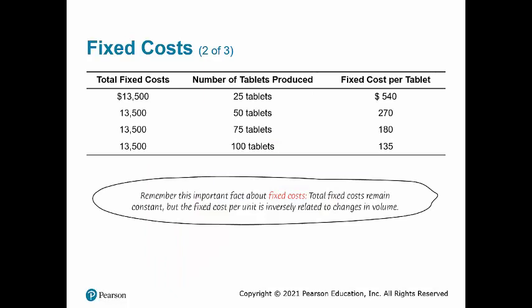Note that the total fixed cost does not change, but the fixed cost per tablet depends on the number of tablets produced. If Smart Touch Learning produces 25 tablets, the fixed cost per tablet is $540. $13,500 total fixed cost divided by 25 tablets. If the number of tablets produced doubles to 50 tablets, the fixed cost per tablet is cut in half to $270. Therefore, the fixed cost per tablet is inversely proportional to the number of tablets. In other words, as the number of tablets increases, the fixed cost per tablet decreases.